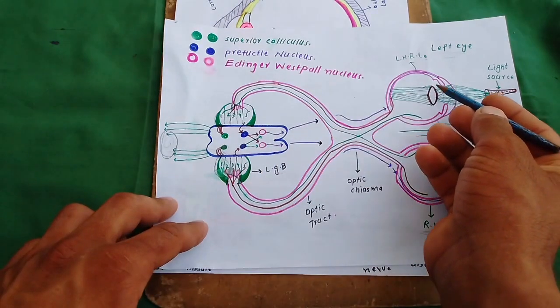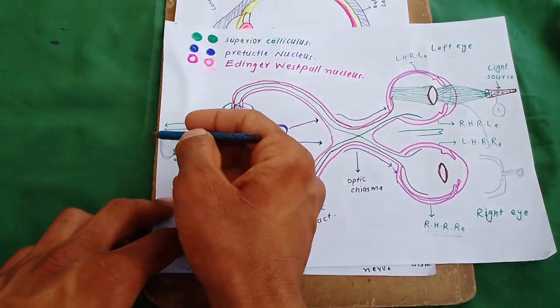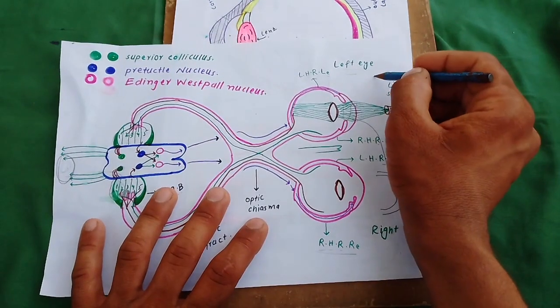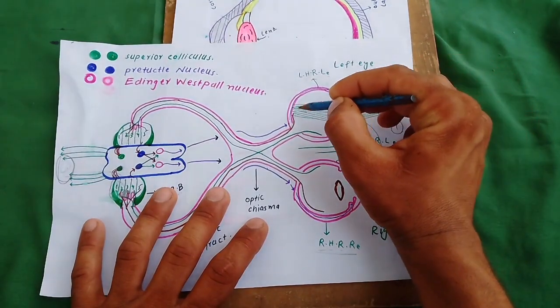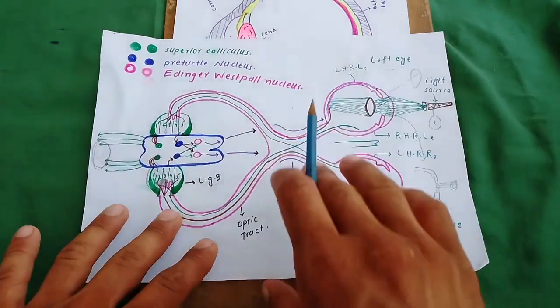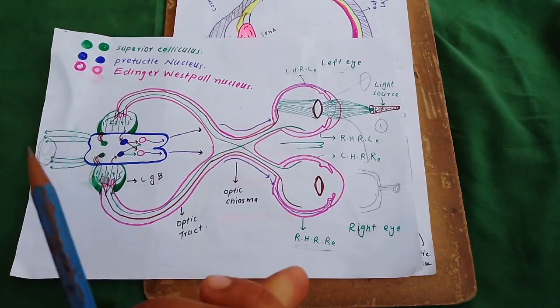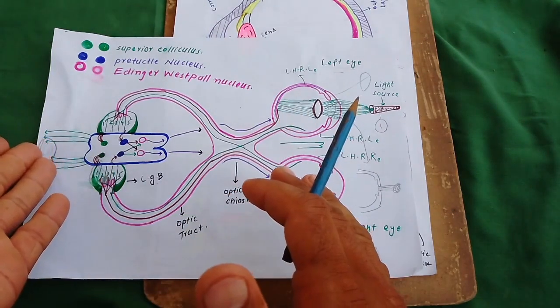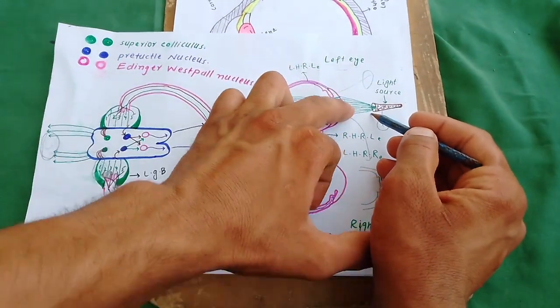So when normal light falls, we see the image of that object. Suppose this is the object. When light reflects from this area and strikes this area, we see the object. But here is another phenomenon. I do not explain the visual process here, but I explain the light reflex in big detail.